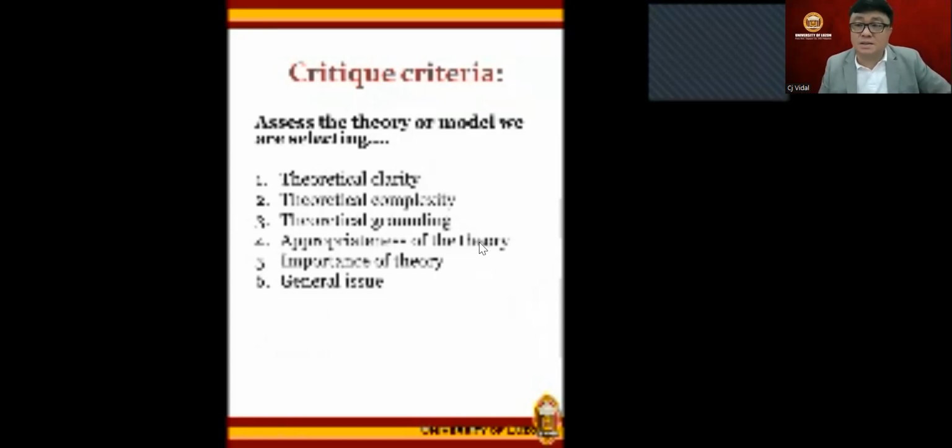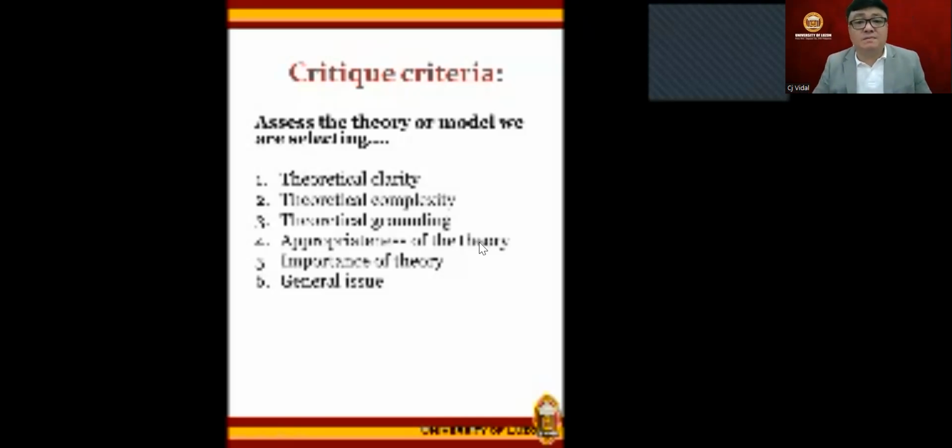Number one, theoretical clarity. Thus, the propositions embodied in the theories are clearly stated. Remember, one of the critical elements of a theory is that theories make predictions. Theories are based on empirical events. Theories are understandable statements. Remember that. So those are the three critical elements of a theory: it makes predictions, it is based on empirical events, and it is an understandable statement.